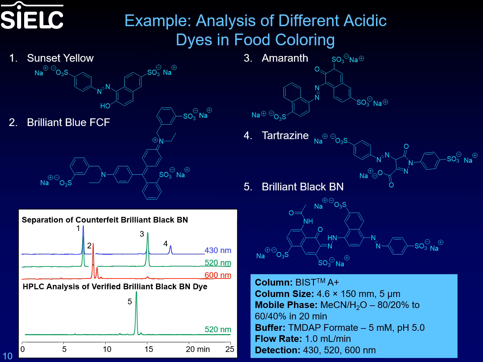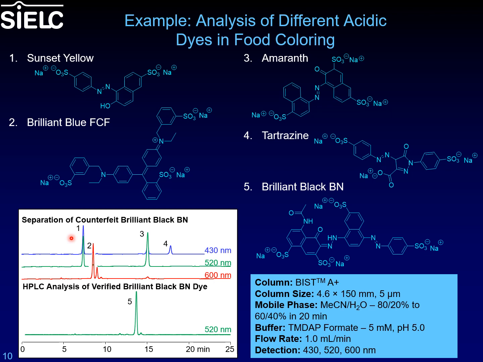On this slide, we show a comparison between an analysis of a brilliant black dye from one chemical supplier versus a brilliant black dye from a different chemical supplier. As you can see on the spectra below, the separation of the brilliant black dye from one supplier actually did not contain the brilliant black dye at all, which you can see over here as compound 5.